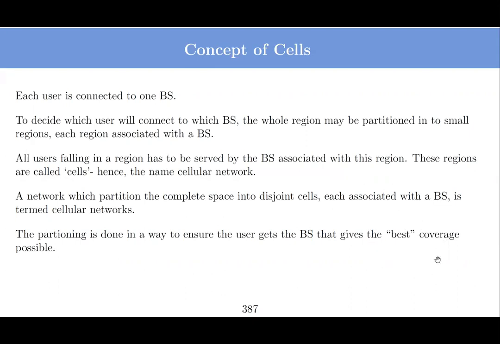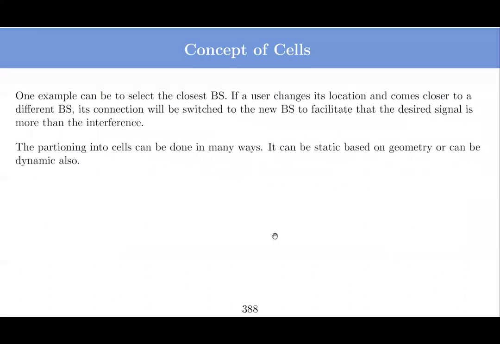For example, do you want the highest rate? Do you want the highest coverage? Do you want the highest reliability? So there are different factors, right? So based on our interpretation of best, you will have different criteria on which you want to divide or partition the region. Okay, and one simplest example is to select the closest base station, right?